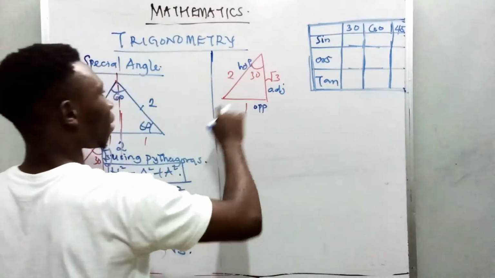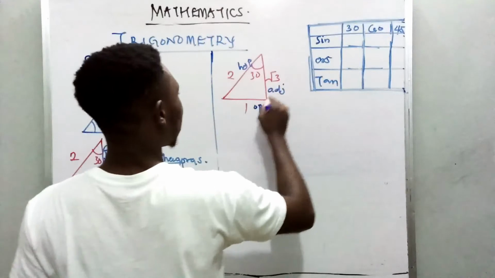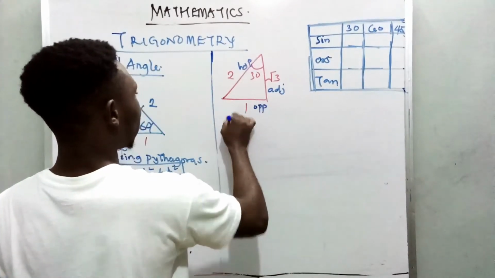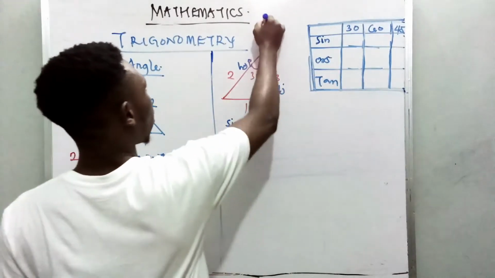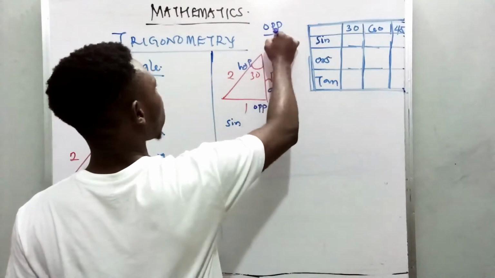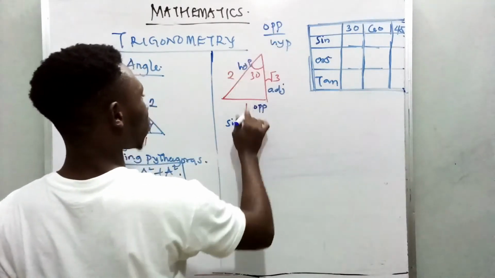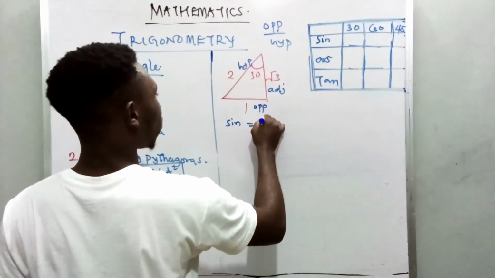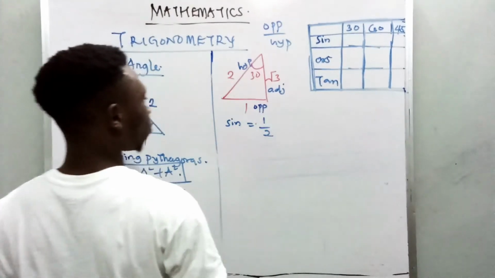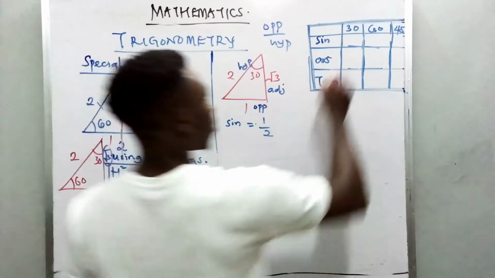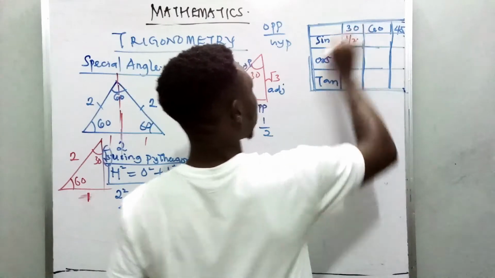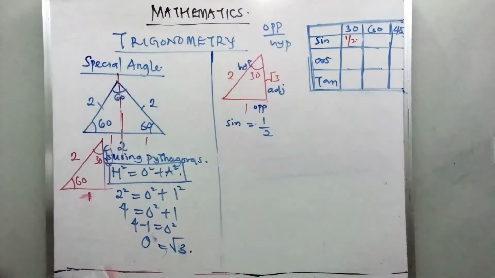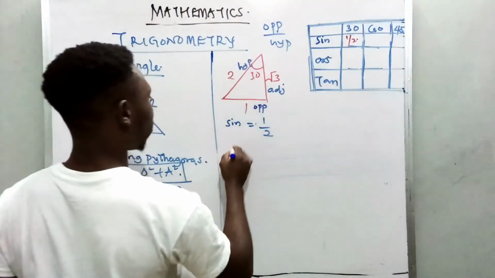Adjacent. So if I say sine 30, sine is equal to what? Sine is equal to opposite over what? Hypotenuse. So sine 30 is equal to what? 1 over 2. So I would like us to fill this table. 1 over 2. Okay, so going forward, we have what?